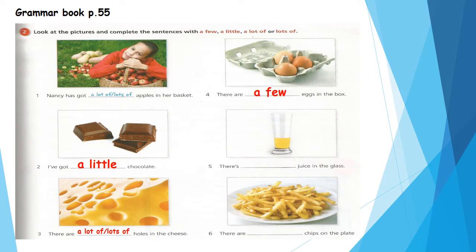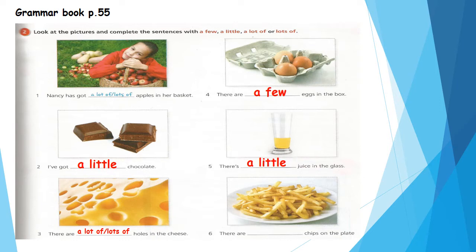Number 5. There's lots of juice in the glass. Look at this glass of juice. Is it full or is it almost empty? Yes, it is almost empty. So we want to talk about small quantity and uncountable noun. Small quantity and uncountable noun. So we'll use what? Super, a little.